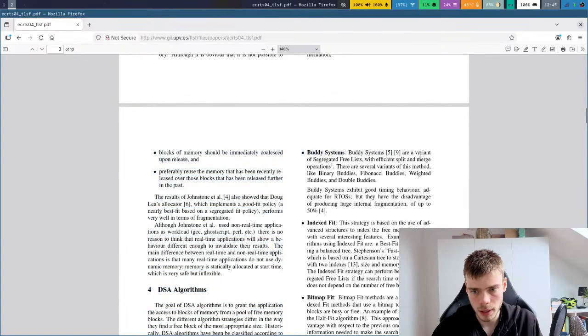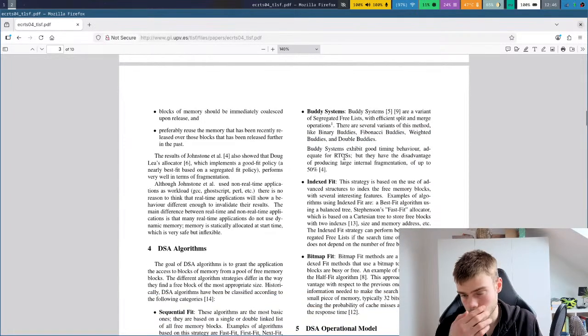Buddy systems. Buddy systems are a variant of segregated free lists, efficient for large operations. There are several variants of this: binary buddies, Fibonacci buddies, and double buddies. Buddy systems exhibit good timing behavior, adequate for real-time systems. They have the disadvantage of large internal fragmentation, up to 50%.